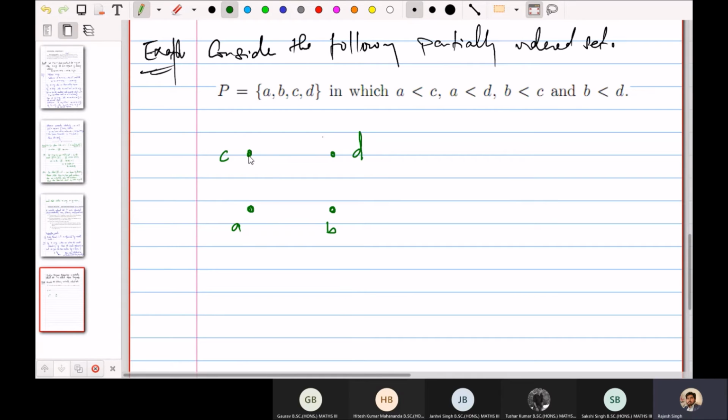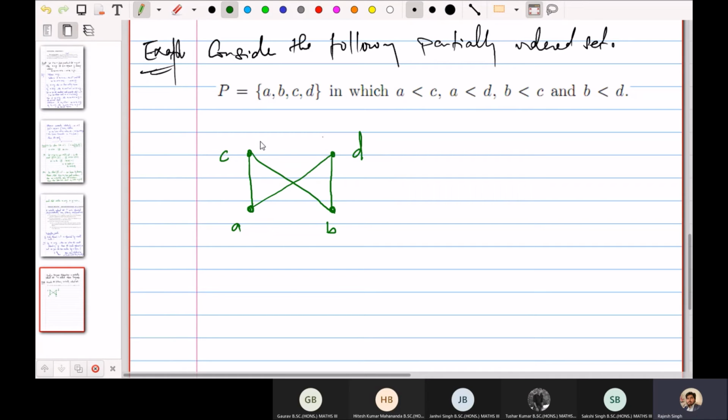Now because C is covering A, I can draw a line because there is nothing between A and C, and similarly there is nothing between A and D. So this way you can draw. So this is one diagram for this P.